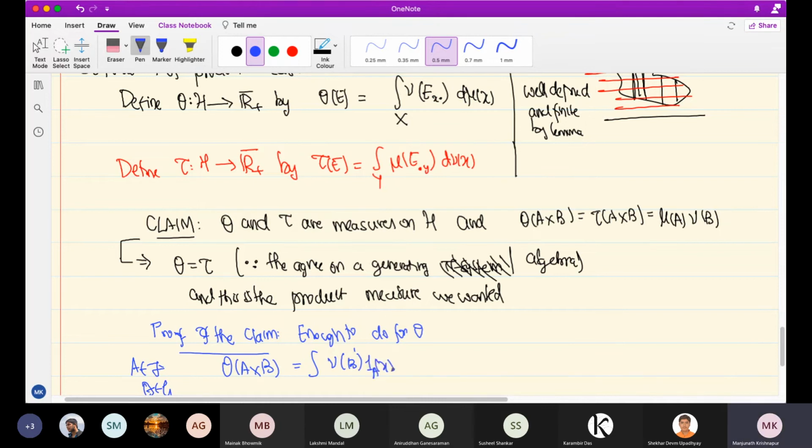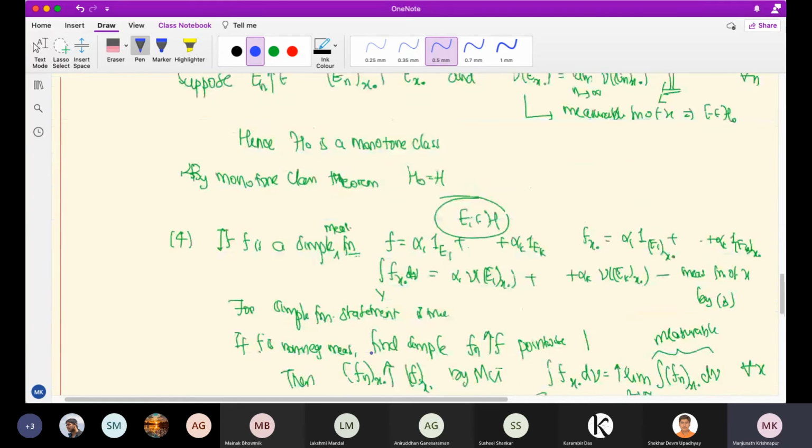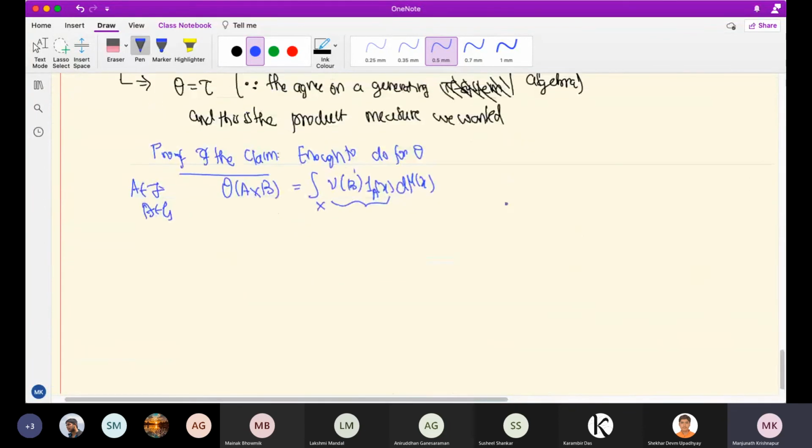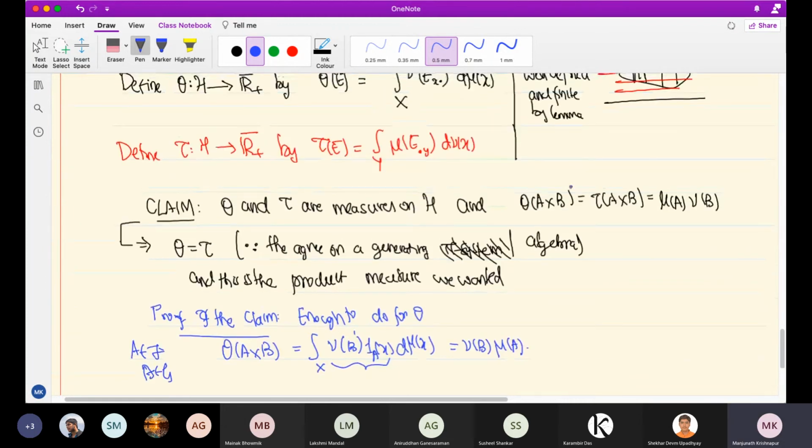times indicator A of X. You remember that the X section, nu of E_x dot, will be precisely this. I did it here somewhere in the proof, I think. Nu of E_x dot is nu of B times indicator A of X. So of course nu of B comes out as a constant and you get nu of B times mu of A. So this proves the second part. That this is equal to this, we have proved.